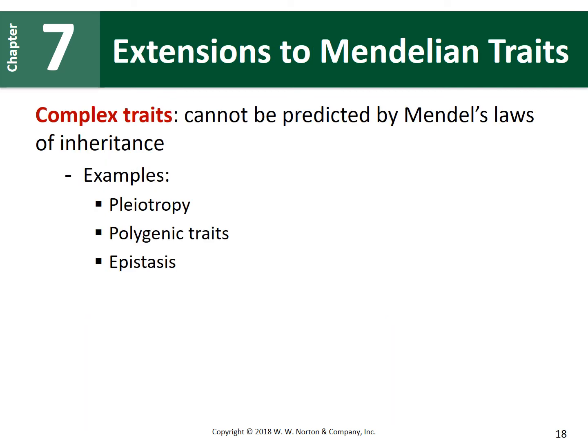So incomplete dominance and codominance are little variations in Mendelian genetics, but it can be even more complicated than that. So there's 3 complicated traits that cannot be predicted by Mendel's 2 laws. So we're going to look at pleiotropy, there's polygenic traits, epistasis, and in addition, there are environmental factors.